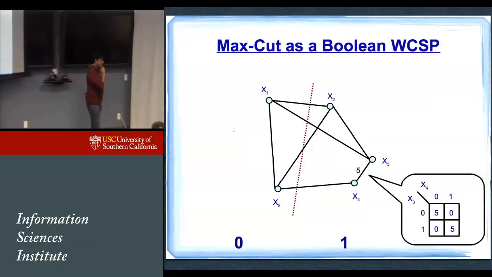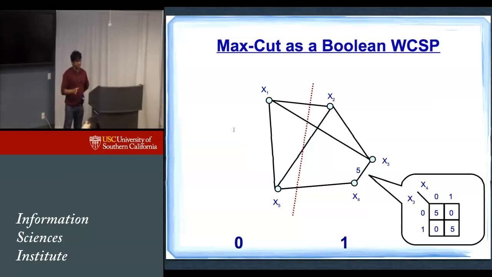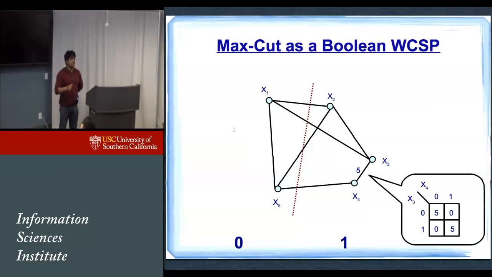So what is interesting to note here is that both the max cut problem and the min cut problem could be modeled using the weighted CSP framework, using only Boolean variables and only binary constraints. All right. But yet one of them is NP-hard, max cut is NP-hard, min cut is polynomial time solvable. Right. So even when we restrict ourselves to Boolean variables and binary constraints, still the kinds of problems that we can talk about differ a lot in their complexity classes.